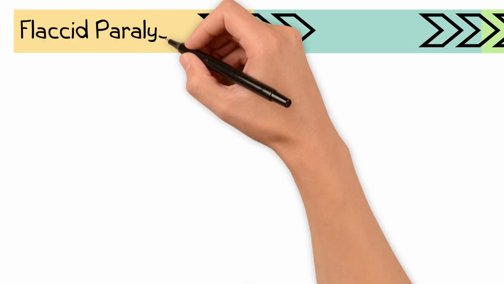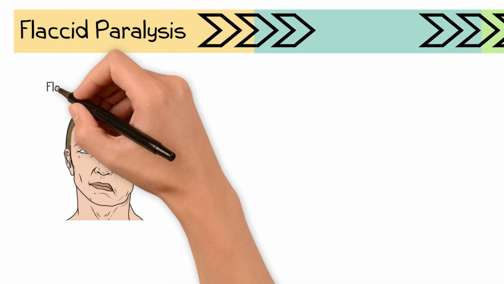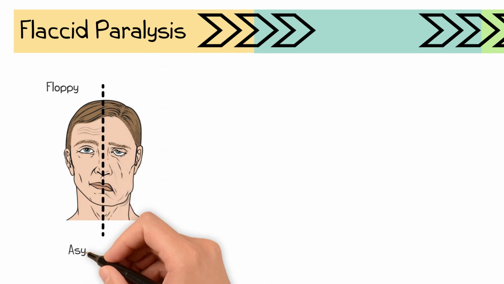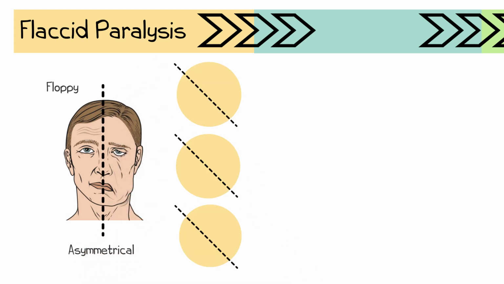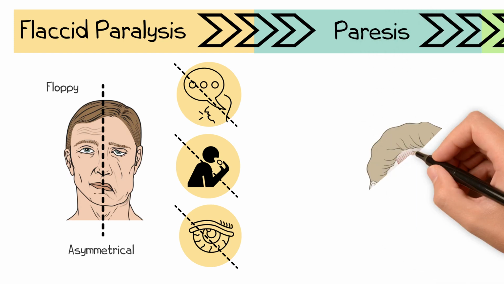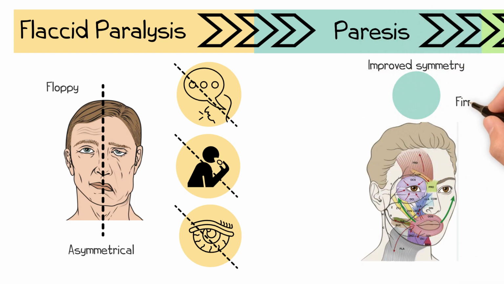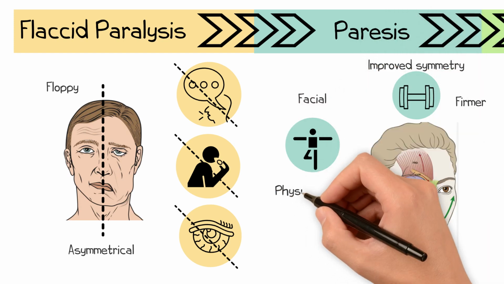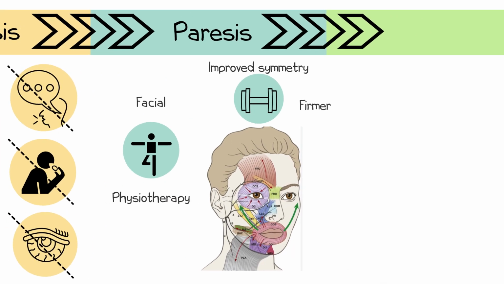Flaccid paralysis is the initial stage where the face is loose, floppy, and more asymmetrical due to a loss of tone in facial muscles. Other symptoms can include difficulty speaking, eating, and drinking, and dry eyes if the muscles around the eyes are affected. In the second stage, paresis, there's improved facial symmetry and muscles feel firmer. This is when facial physiotherapy can begin.